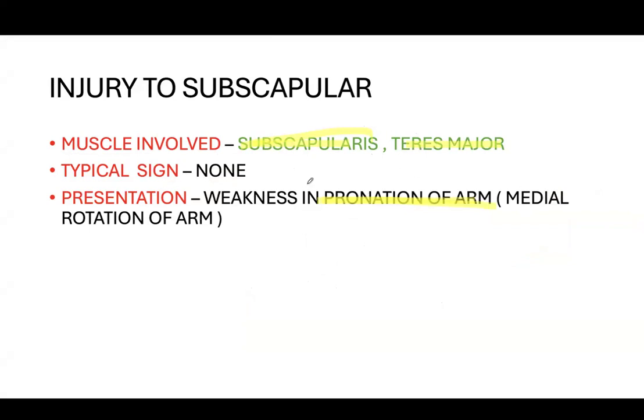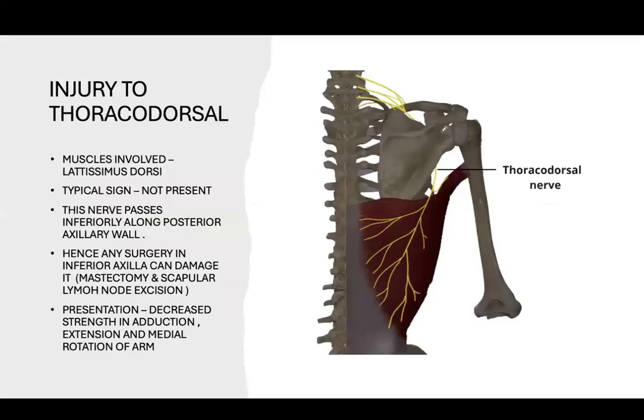So yeah, just like what function the muscle performs, just imagine that it doesn't. That's what will happen. Now we have injury to the thoracodorsal nerve. This nerve supplies one of the back muscles called the latissimus dorsi. And latissimus dorsi is a very large muscle. It doesn't really have a typical sign, but the nerve passes inferiorly along the posterior axillary wall.